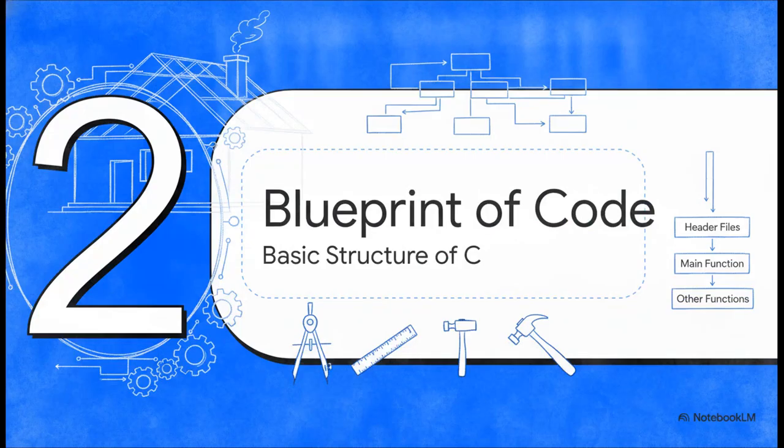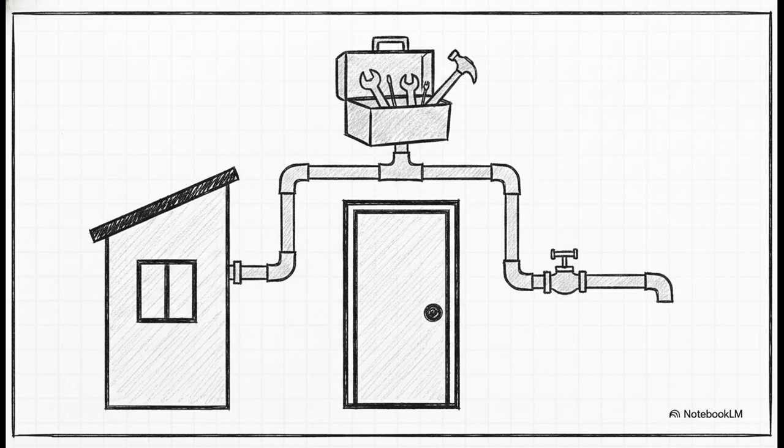Moving on to phase two, the blueprint of code. We've got our history and our context. Now, just like every physical house needs a roof, walls, and a solid foundation, every single C program relies on a non-negotiable structural layout. Think of this overall structure literally like a house's blueprint. Right at the very top, we have the Include Header Files section. You can picture header files like prepackaged toolboxes, things like standard input and output functions that you just bring onto the construction site so you don't have to reinvent the wheel every time.